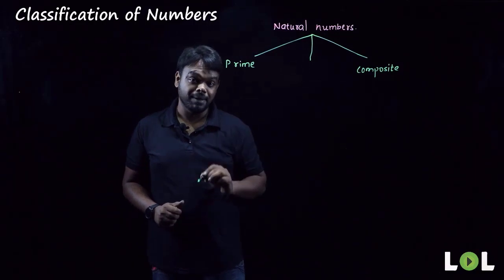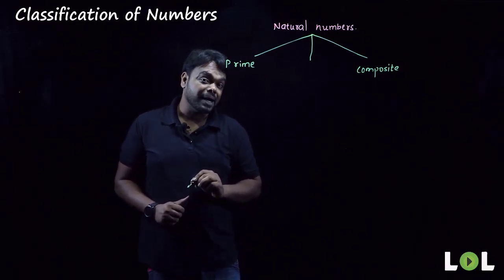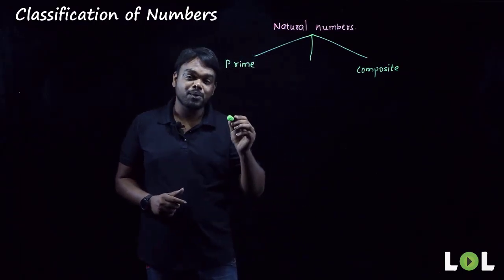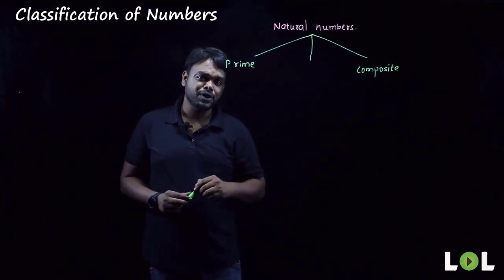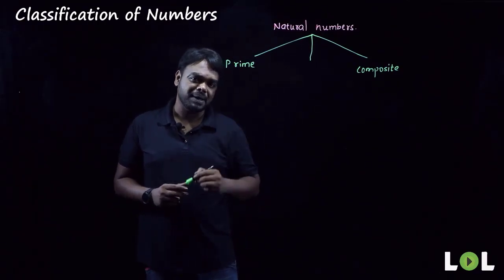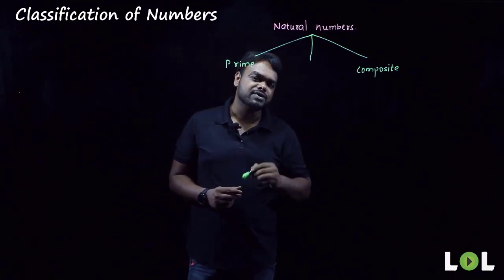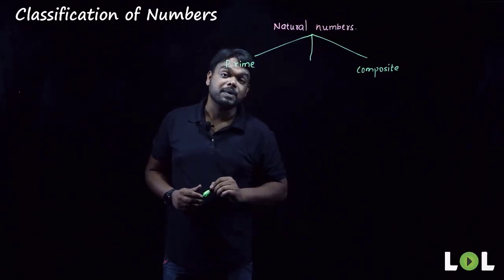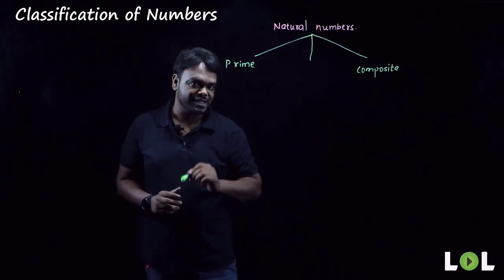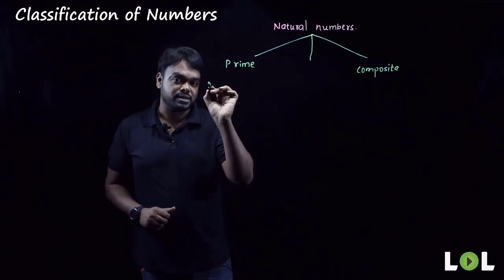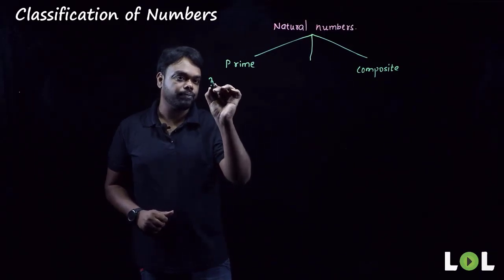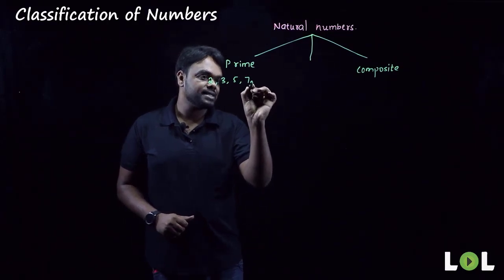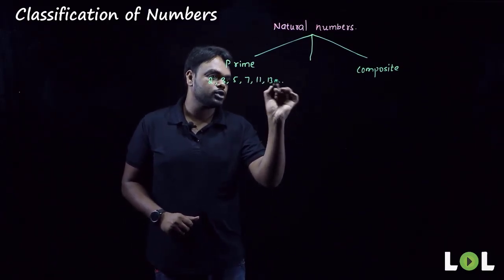Now, prime numbers. What are prime numbers? The very common definition we know is any number divisible by 1 and itself is a prime number. Now in that case, 1 should be a prime number because 1 is divisible by 1, 1 is divisible by itself, and it is not divisible by any other number. But still 1 is not a prime number. Why? Let us understand now. The very first and the only even prime number is 2. And we have 3, 5, 7, 11, 13, and so on.